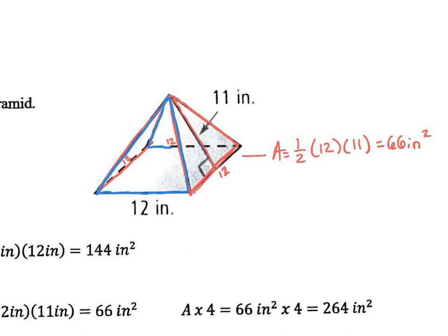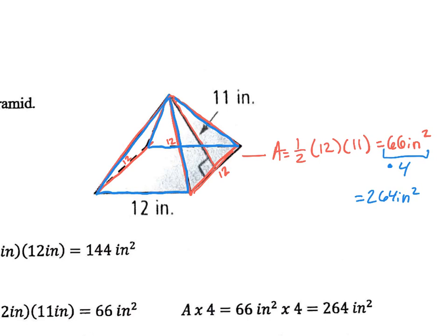So if you want to find the areas of each of them separately, that's fine. Or, since we know there's 4 triangles and they all have the same area, you just take the area of one of your triangles and then multiply by 4, which should give us 264 inches squared. So that's for the sides of our pyramid.